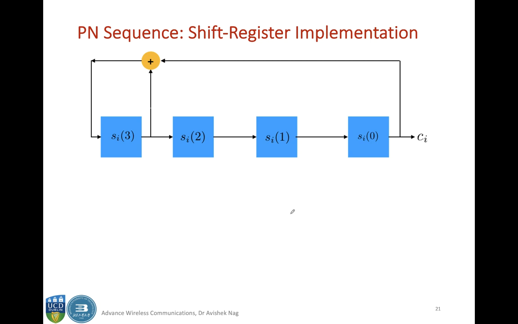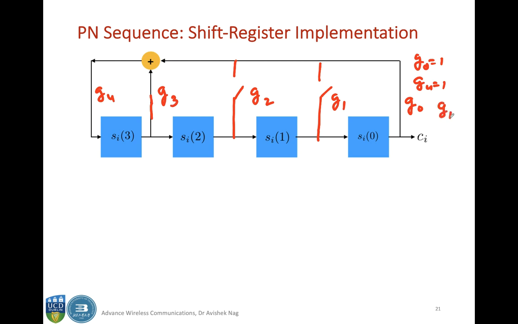Okay, so let's do an example to get it more clear. So let's say we have four shift registers SI0 to SI3, and we have only one of these as fully connected. The other switches here are open. So G0 is this one, this is G1, this is G2, this is G3, and this is G4. G0 and G4 are always connected, so G0 is 1 and G4 is 1, but according to this arrangement we have G1 equal to 0, G2 equal to 0, and G3 equal to 1. So the generator polynomial will be x to the power 4 plus x cube plus 1.